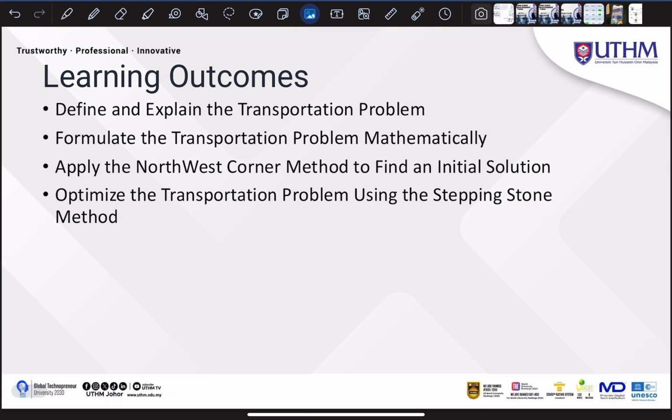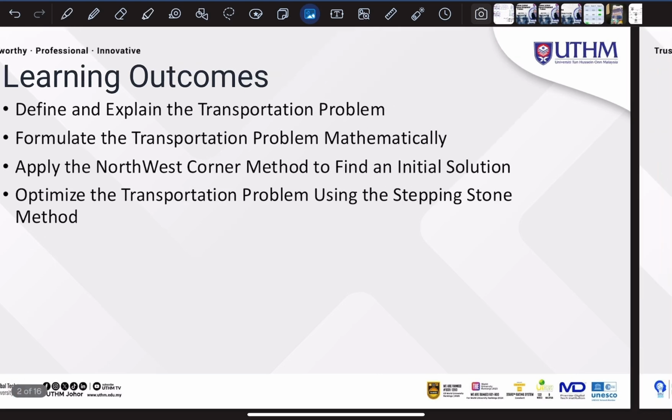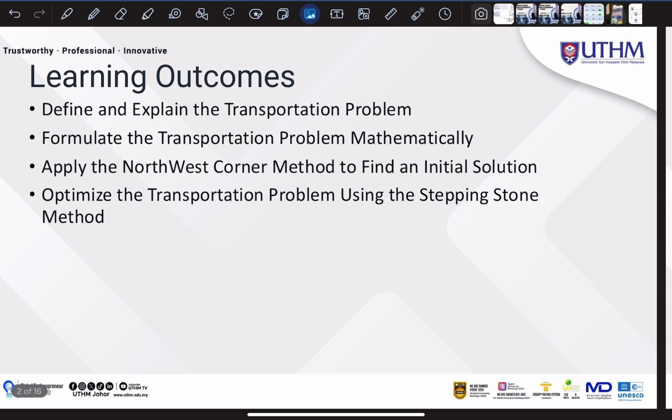At the end of this chapter, you will learn how to define and explain transportation problems, and be able to formulate the transportation problem mathematically. You will apply the northwest corner method to find an initial solution, and then optimize the transportation problem using the stepping stone method. Let's go through this chapter.